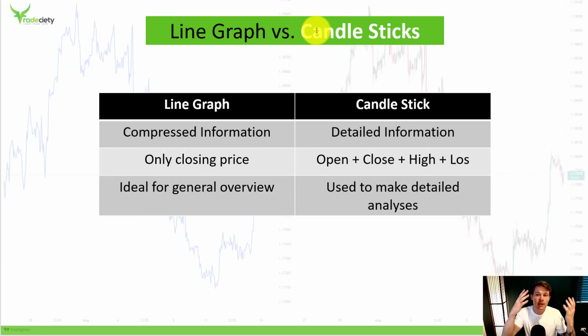And the differences between line graph and candlesticks are obviously that the line graph has much more compressed information. It only shows you the closing prices, and it is ideal for getting a general overview of where the market is going, where it came from. But we as traders, we need the candlesticks because candlesticks show us more information. Instead of only having the closing price, we have the open, the close, the high, and the low. And we use the candlesticks to make detailed analyses and to time our trades.